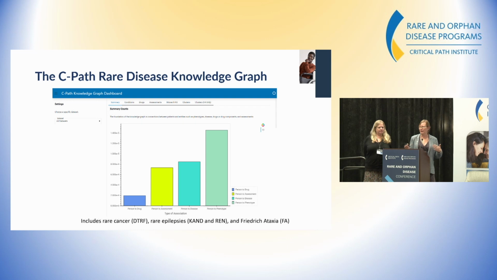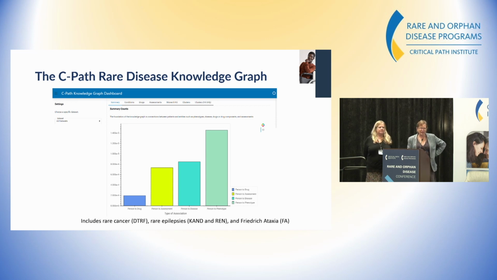We've only got a few thousand patients in there at this point. They're coming from a rare cancer, desmoid tumor, from the DTRF, rare epilepsies from the Candon and Ren patient organizations, as well as some of the data set from the Friedreich's ataxia integrated database that you saw earlier today. There's also a synthetic data set, the Synthea data set, that's widely used, that you can use to do some exploratory analysis in the knowledge graph.